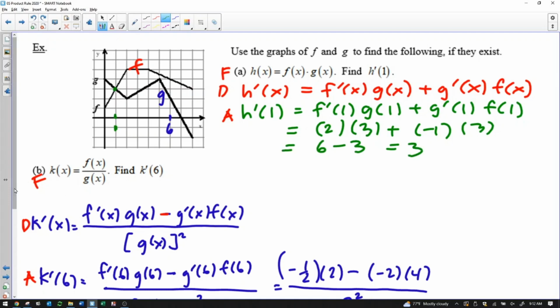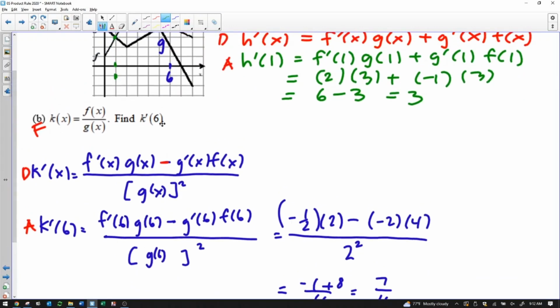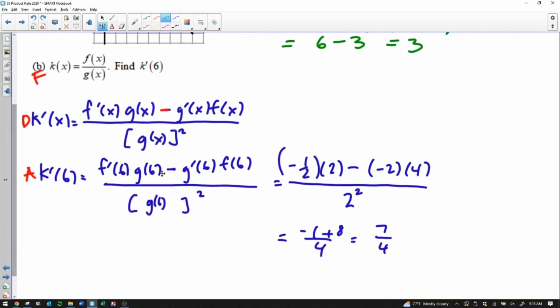If they ask you for a quotient, look, if they say find k prime of 6, but then they say k is f divided by g, do you see they're just giving us the quotient rule? So you would write, again, FDA: k prime is the derivative of the first times the second minus the derivative of the second times the first, over the whole bottom squared. Now I can take a picture of this, but that's how you'll do quotient rules.